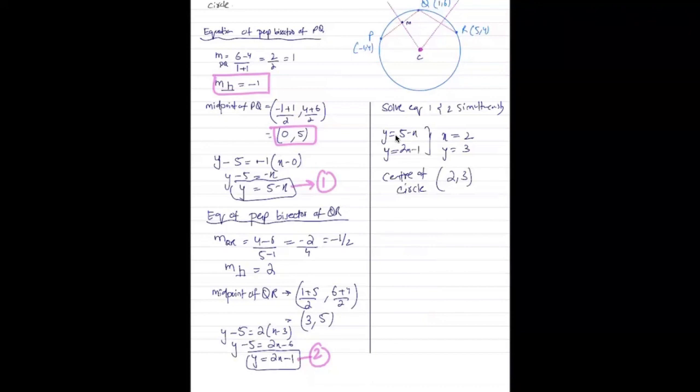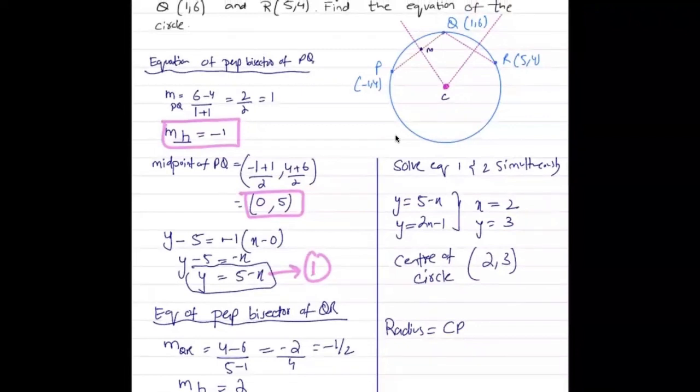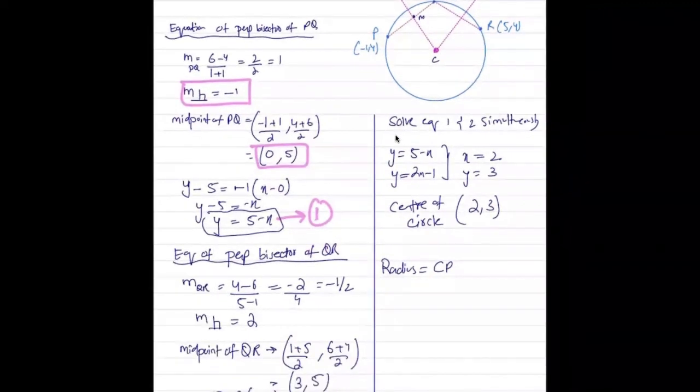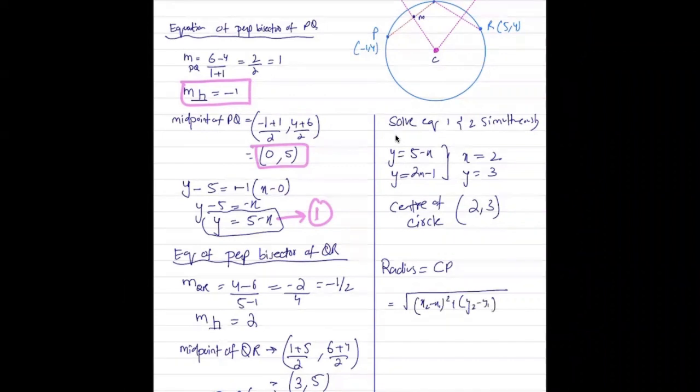All right. So the center of the circle is 2, 3. Now the second thing we need to find is the radius. Now the radius is simply the distance CP. Either you can take CP, or you can take CQ, or you can take CR. All represent the radius. We'll use the formula: square root of x2 minus x1 the whole thing squared plus y2 minus y1 the whole thing squared. That is the length formula. You're going to find the length between these two points.